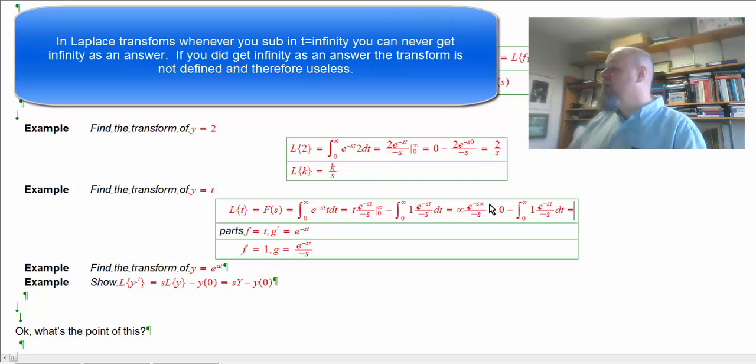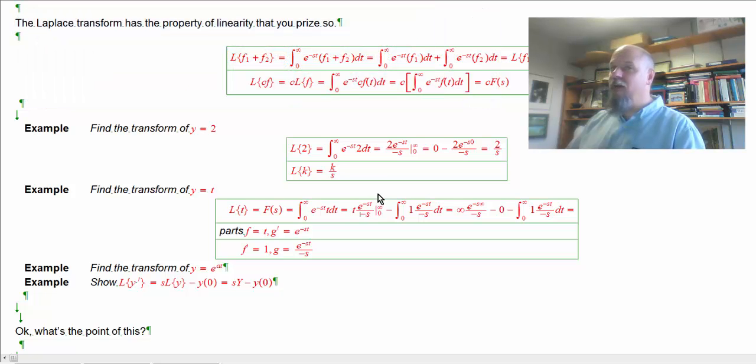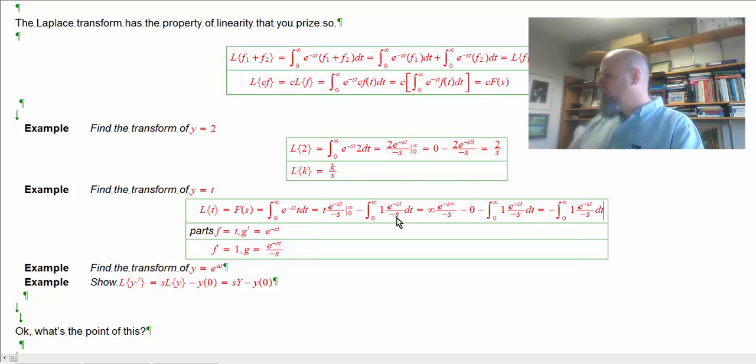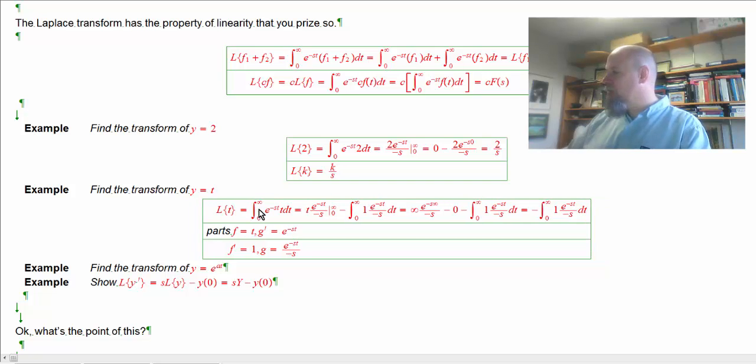What's infinity times e to the minus infinity? Infinity times 0. Well, we could do L'Hopital's rule. The thing is that t, the first function, is just linear, whereas e to the minus st is exponential. You could do L'Hopital's, but e to the minus st is a stronger function. This whole piece goes to 0. So our integral is just this, our transform then is just this piece. I still have to do this integration with respect to t.